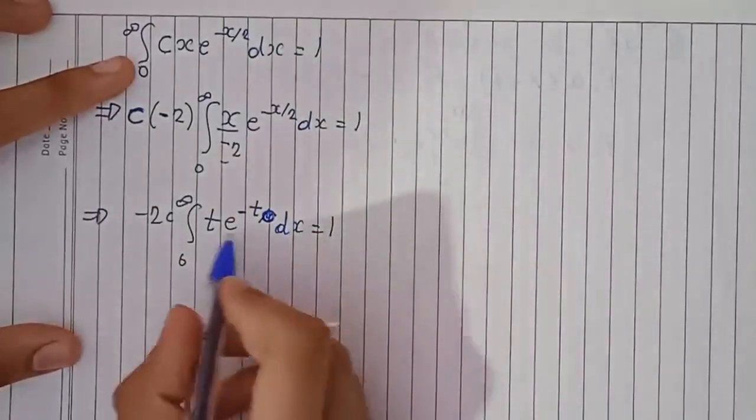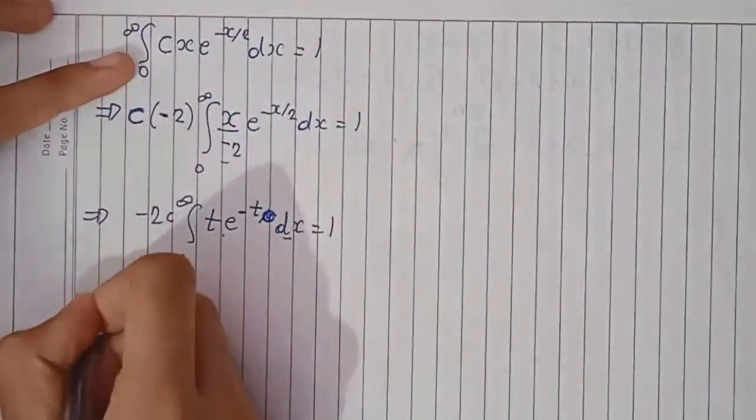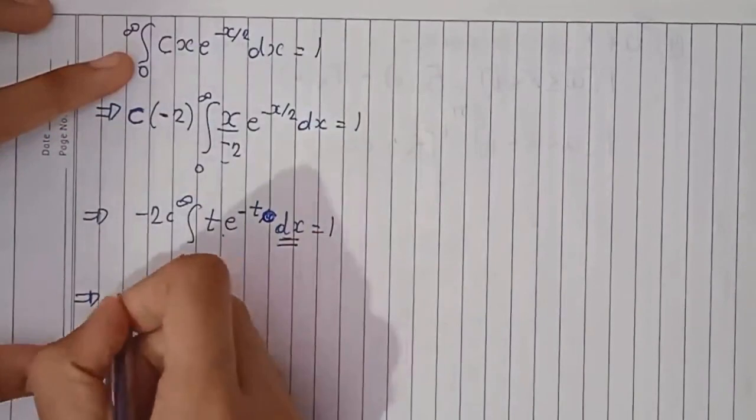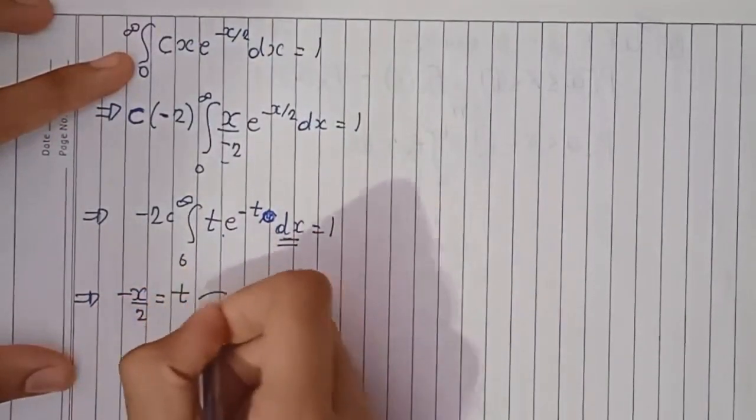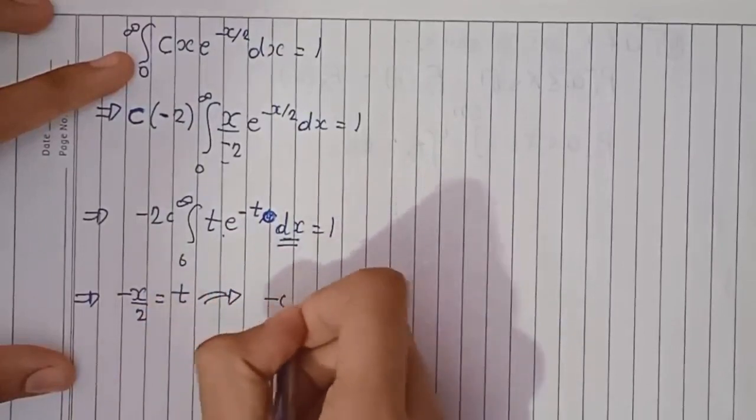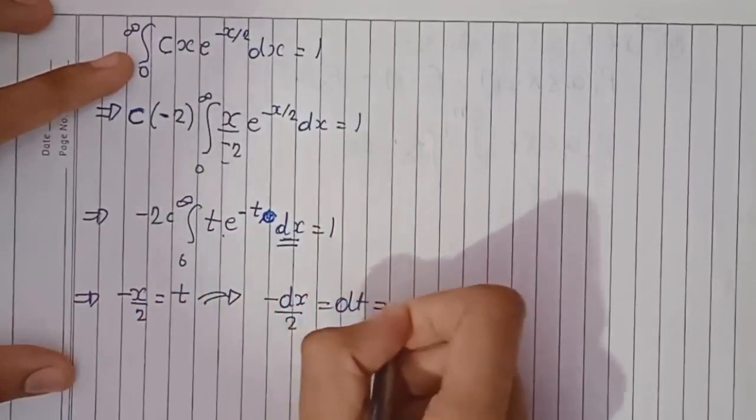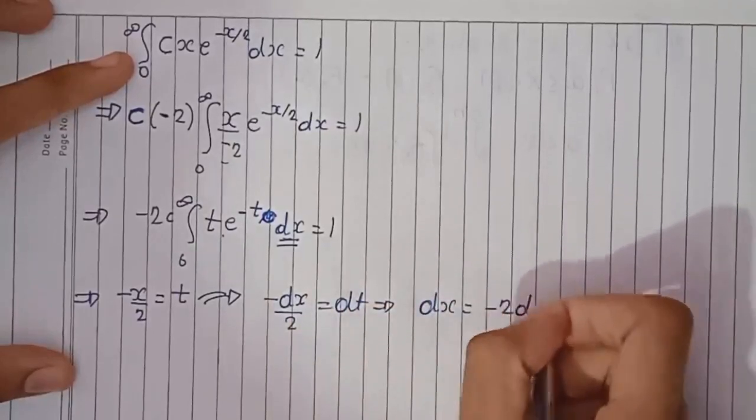Now if I want to integrate this, then I need to change dx to dt. To change this, again we can use our substitution, which was minus x by 2 is equal to t. Now if we differentiate this, then I will get minus dx by 2 is equal to dt, which gives dx is equal to minus 2 dt.